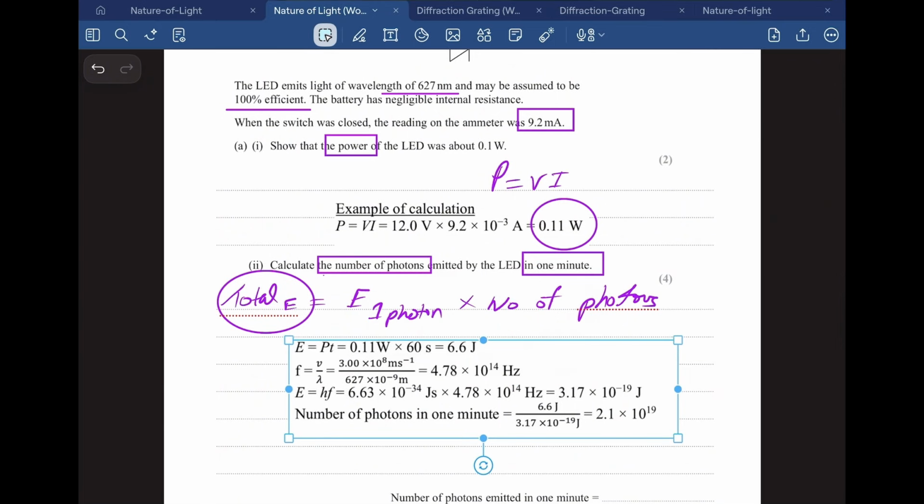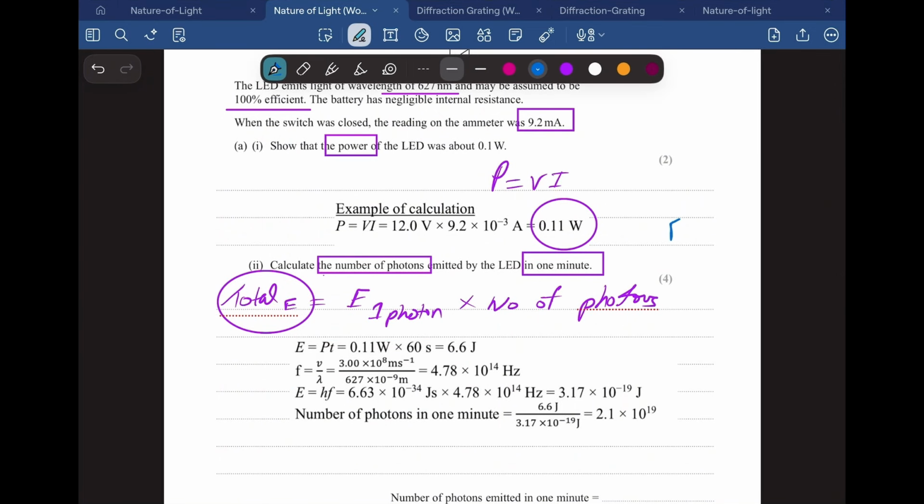We know that power is equal to energy divided by time. We know the power value. We can just put 60 seconds right here and figure out the total energy emitted by the LED in 1 minute. Sorry, my bad, I've written the formula in a different way. It should have been power is equal to energy divided by time taken. So energy is equal to power into time taken. It gives a value of 6.6 joule. This is the total energy that the LED did emit in 1 minute.